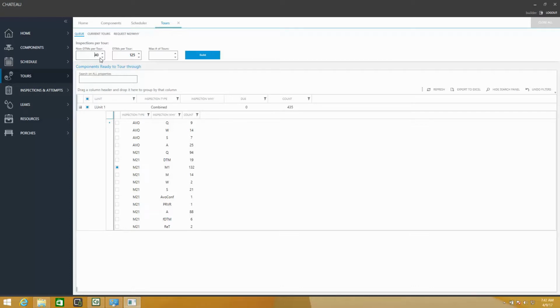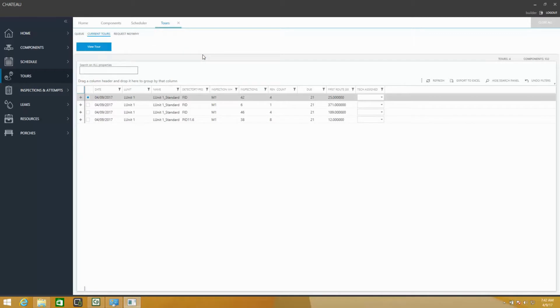But here we have a target of 40, and 132 components. So we would expect to maybe get 3 different tours. But we don't. Chateau knows something about these components that we don't know by looking at this queue. So let's see what Chateau knows, and let's see what Chateau does.